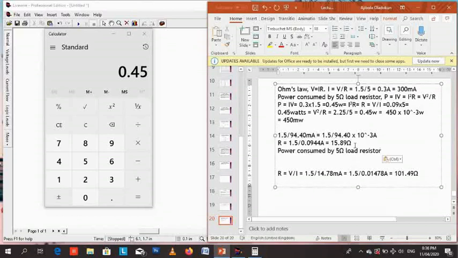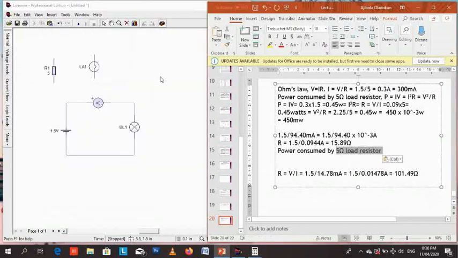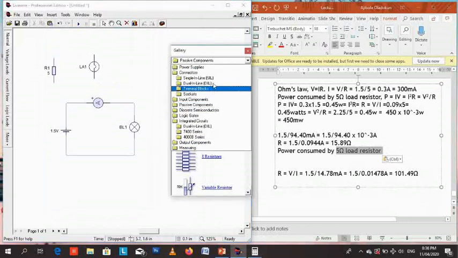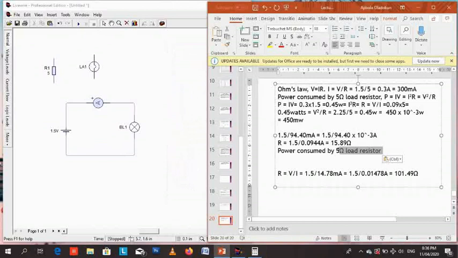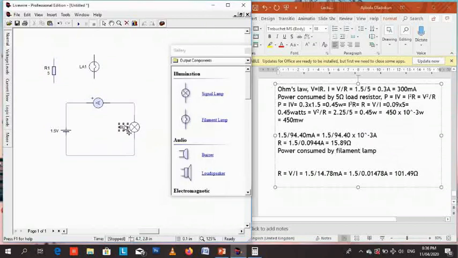So you want to check the power consumed by the other component, the filament lamp. We've determined the resistance, the internal resistance that LiveWire hid away from us, of the output of the filament lamp. So, the power consumed by the filament lamp. Let's go back to the filament lamp.